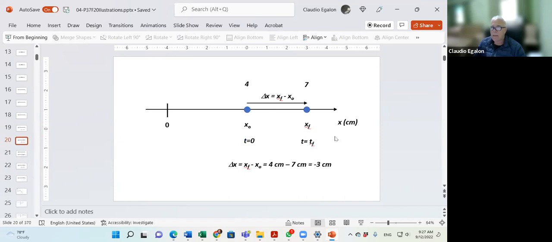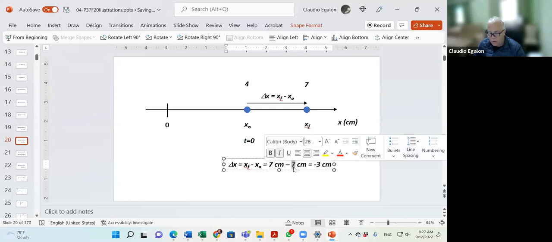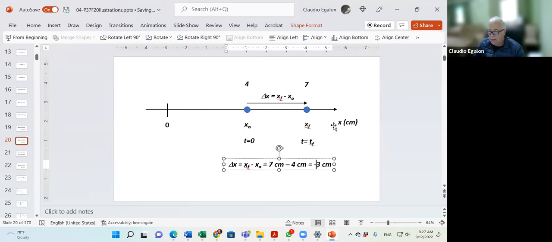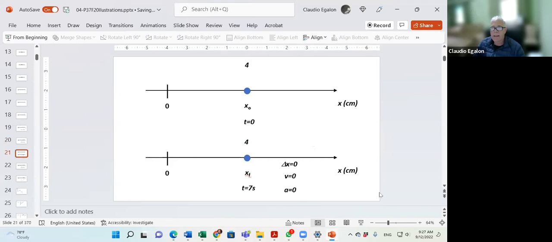Another example. From 4 to 7. Initial position 4, final position 7. Let's see here. No, it's all the other way around. You go 7 minus 4. Okay. And so on.